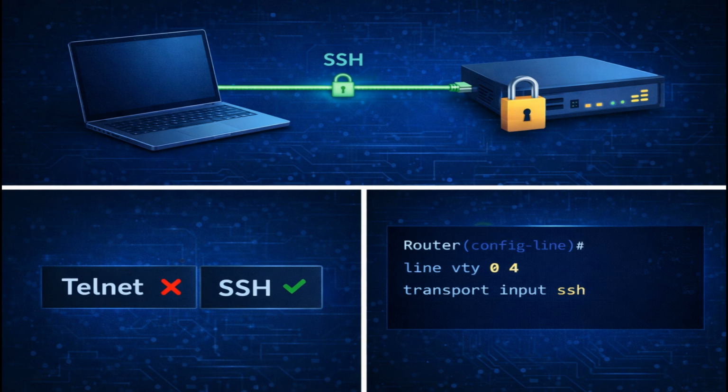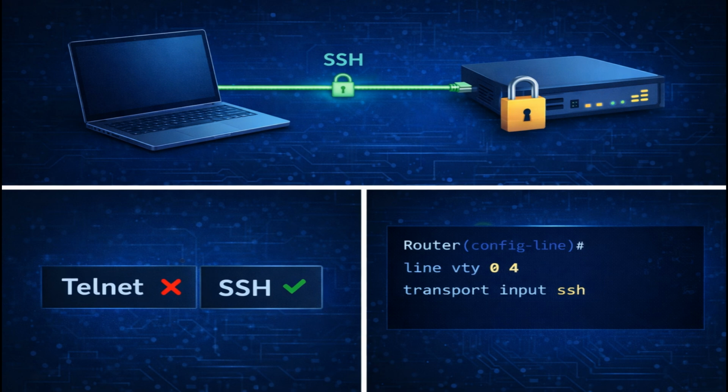To enable SSH, first configure domain name, ip domain-name bmstech.com. Next, generate RSA keys, crypto key generate rsa. Now restrict remote login method, transport input ssh. This disables telnet and allows only secure SSH.